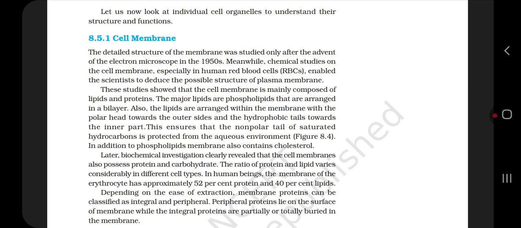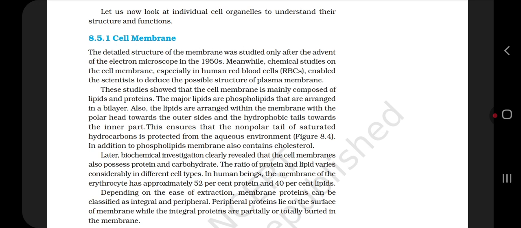Also, the lipids are arranged within the membrane with the polar head towards the outer side and the hydrophobic tails towards the inner part. This ensures that the non-polar tail of saturated hydrocarbons is protected from the aqueous environment. Figure 8.4. In addition to phospholipids, the membrane also contains cholesterol. Later, biochemical investigation clearly revealed that the cell membranes also possess protein and carbohydrate.